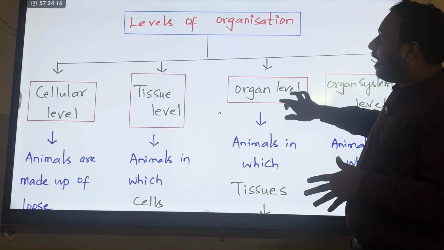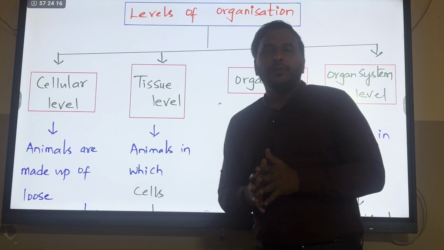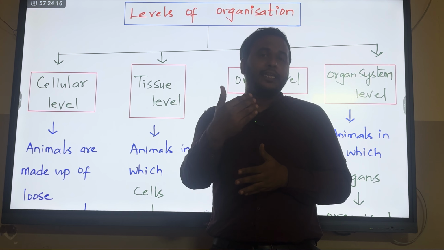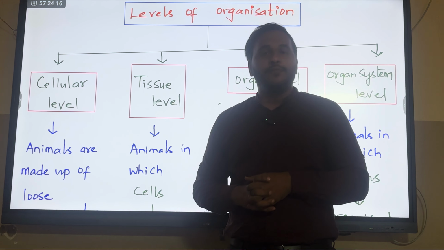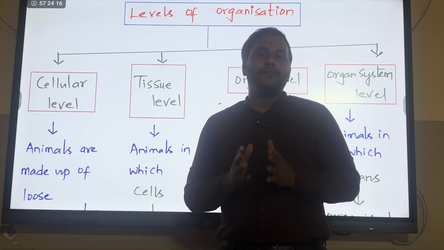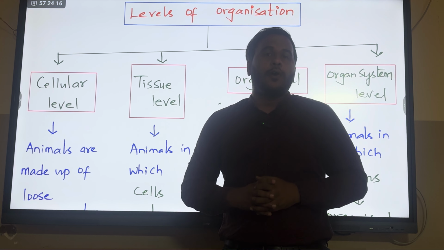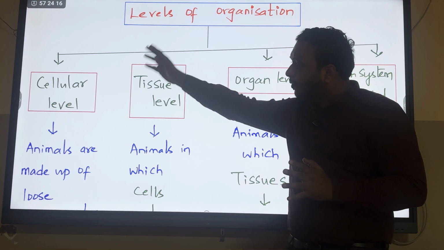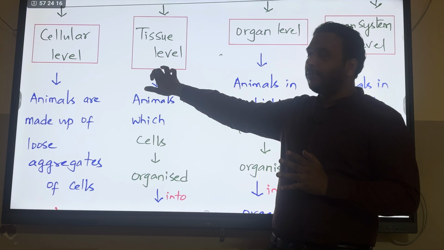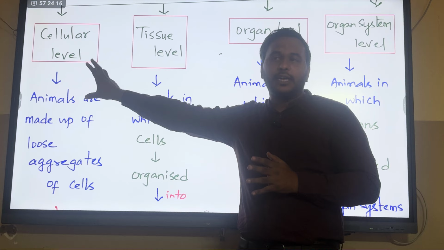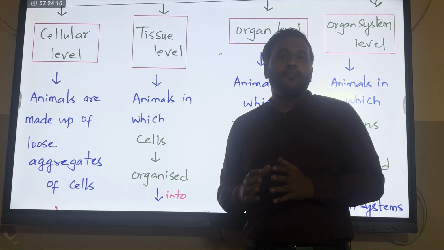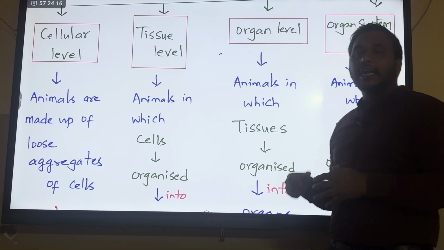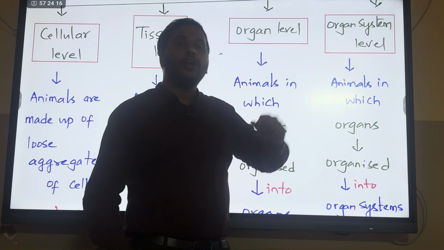So in that first one, levels of organization. We all know that living organisms are composed of cells, tissues, organs, organ systems, and finally the organism will form, right? We know that hierarchy of the organization. So based on levels of organization, the animal kingdom is divided into 4 levels. The first is cellular level of organization. The second is tissue level of organization. The third is organ level of organization. And the fourth is organ system level of organization.